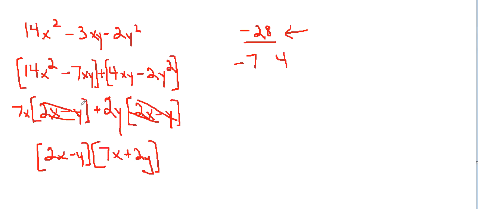I want to check this, make sure I did it right. So 2x times 7x is 14x squared. So that's a check. I want to check the last terms. Negative y times 2y is negative 2y squared. So that checks out all right too. So this is my answer. All right, that's for 6.3.